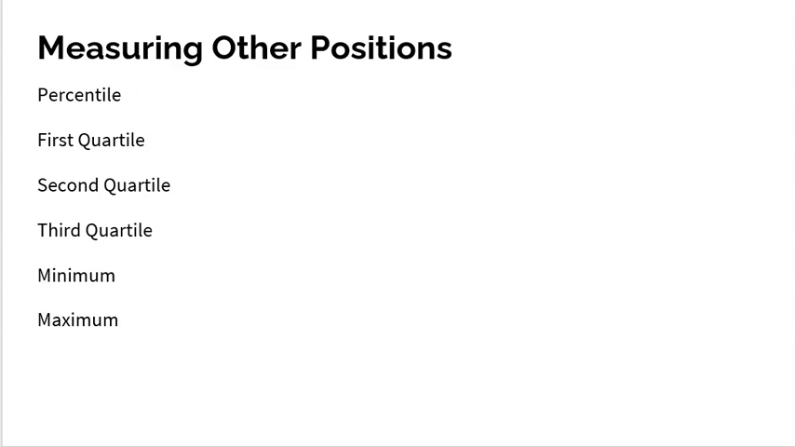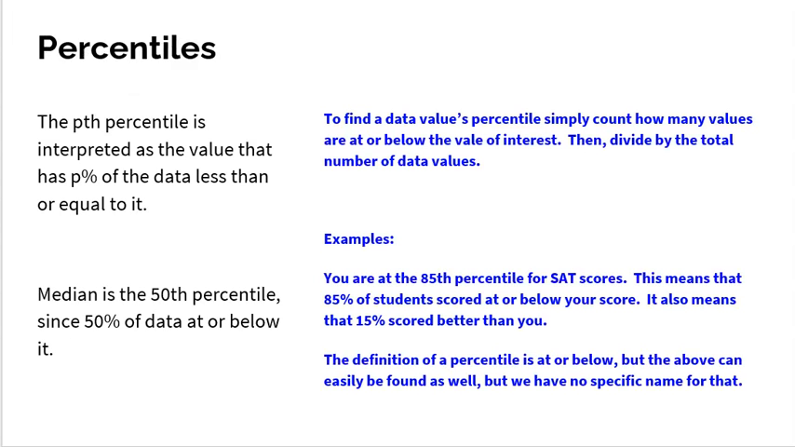What other numbers can we use to talk about our data? Well, here are a couple more. We have percentile, first quartile, second quartile, third quartile, min, max. Min and max are pretty straightforward. Min's the smallest value, max is the biggest value. Okay, but if you say, hey, 3 is the smallest value in my data, 3 is a number you're using to describe your data, makes it a statistic. But let's talk about a percentile real quick, because for a lot of you that might be a new term.